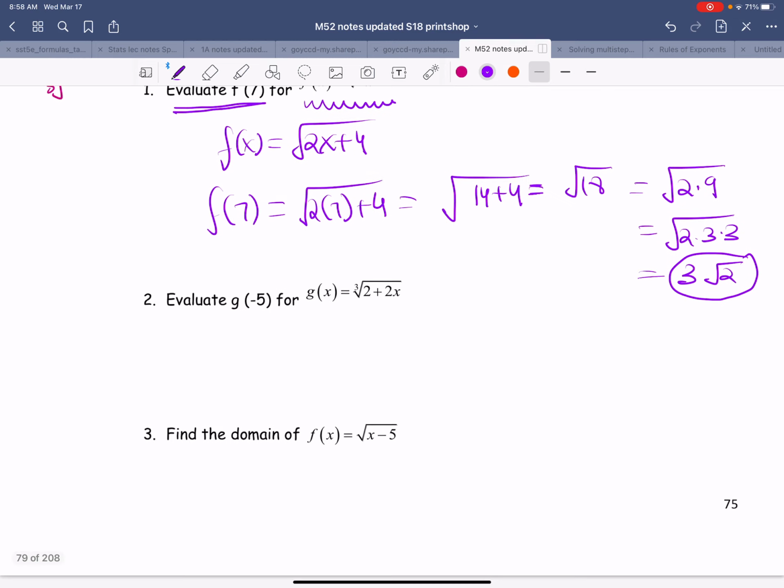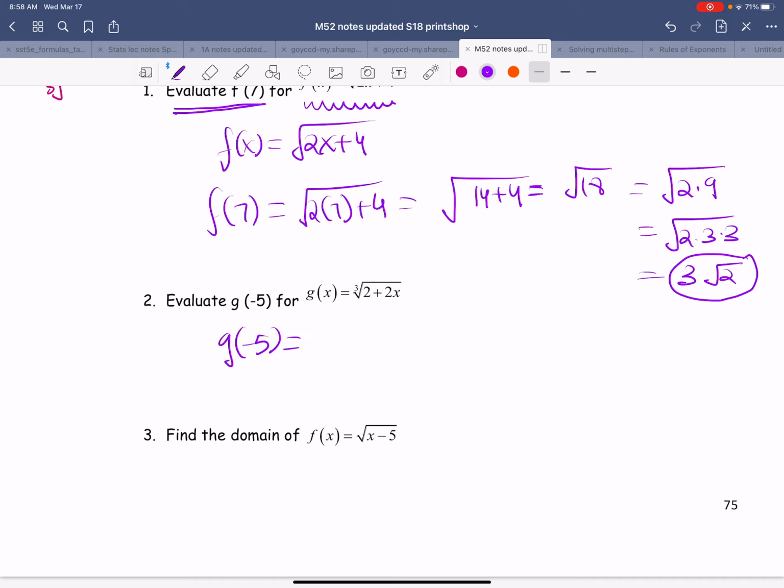For the next one, we are going to evaluate g of negative 5. So g of negative 5 would be equal to cube root of 2 plus 2 times negative 5, which turns out to be cube root of 2 plus negative 10. Cube root of negative 8, which is equal to negative 2, because negative 2 times negative 2 times negative 2 gives me negative 8.